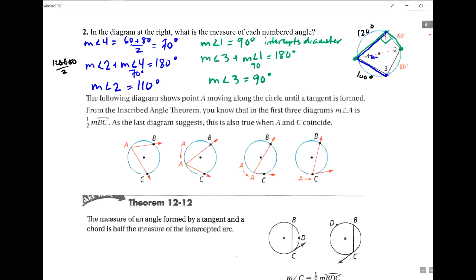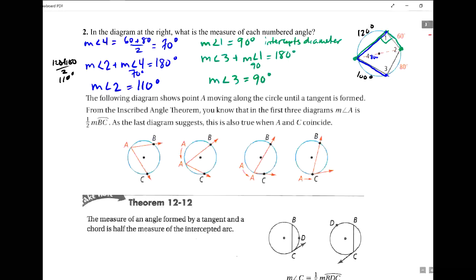I see a diameter, so I know that these two arcs on the top are going to be 180, so I can label that one 120. And the same with the bottom two arcs: 180 minus 80 is 100 degrees. I can start with angle 4, and I see that it intercepts those two arcs, so I added them together, divided by 2, and got 70 degrees. Now I could do the same thing for angle 2: add 120 and 100, and divide that by 2, and that would come out to be 50 plus 60, which is 110 degrees.